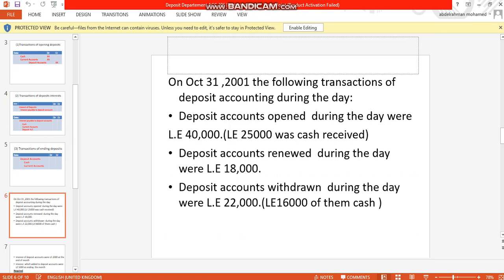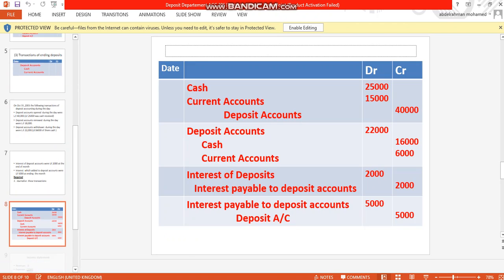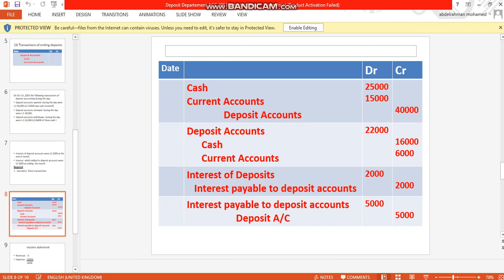This example: at the end of October 21, the following transactions of deposit accounts during the day. Deposit accounts opening during the day were 40,000, 25 cash, and the remaining amount was deducted from current account. First transaction, the journal is from cash, current account by deposit accounts. 25 paid by cash and 15 deducted from current account to deposit account.